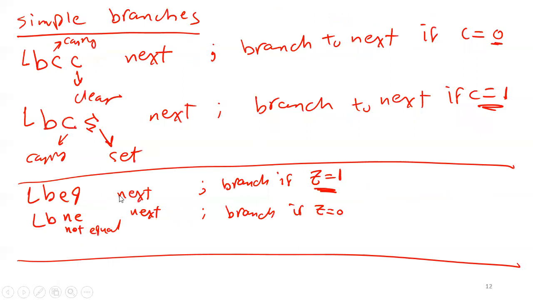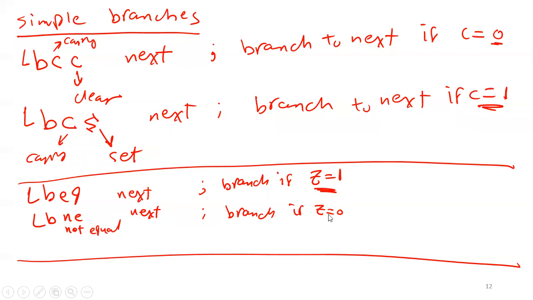The last one here, branch if equal. So here, equal means the zero flag is 1. Equal means the zero flag is 1. Branch if not equal, so this one is zero flag equal to 0.